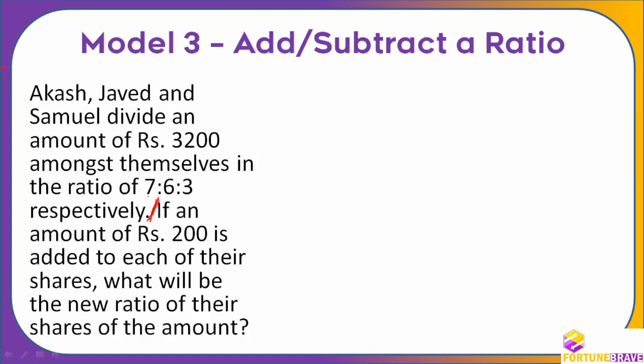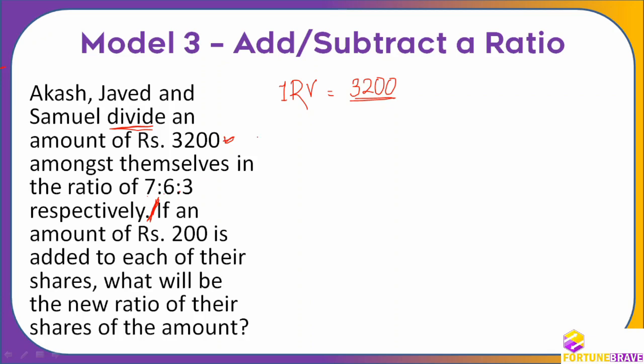Okay, so now I know how to find out 1 RV. How do I find out? 3,200 is a sum. By now you should be able to understand. This is a sum because it is to be divided. Whenever it is to be divided, it is always the sum. And then it has to be divided among themselves in the ratio 7 is to 6 is to 3.